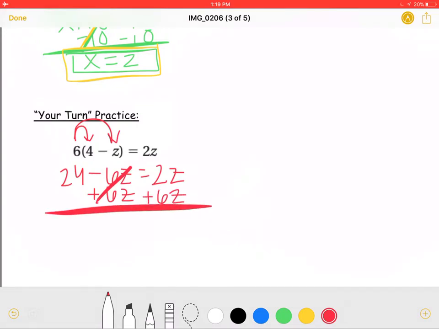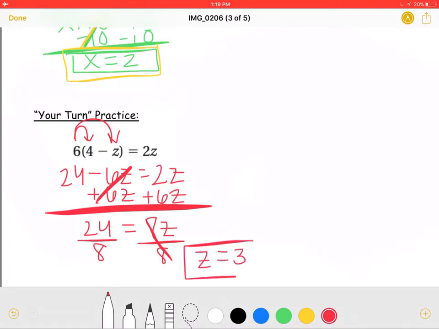When I do that, I get 8z, and I still have 24 on the left. Now we're just simply solving for z. Divide by 8. 24 divided by 8 gives me z equals 3. If you got 3, good job.